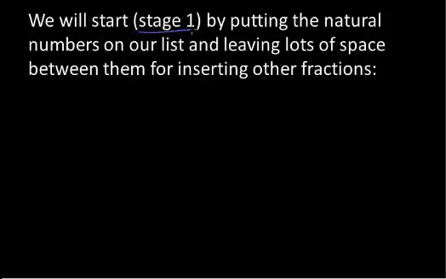Stage 1 in making our list of the rational numbers is we're just going to put the natural numbers on the list because every natural number is a rational number. So I'm going to start with just putting 1, 2, 3, 4, 5, 6, and so on. Now, I would make a big space in between those in actuality because I'm going to be inserting many, many numbers in between these two. But the first ones I put on the list are just the natural numbers.